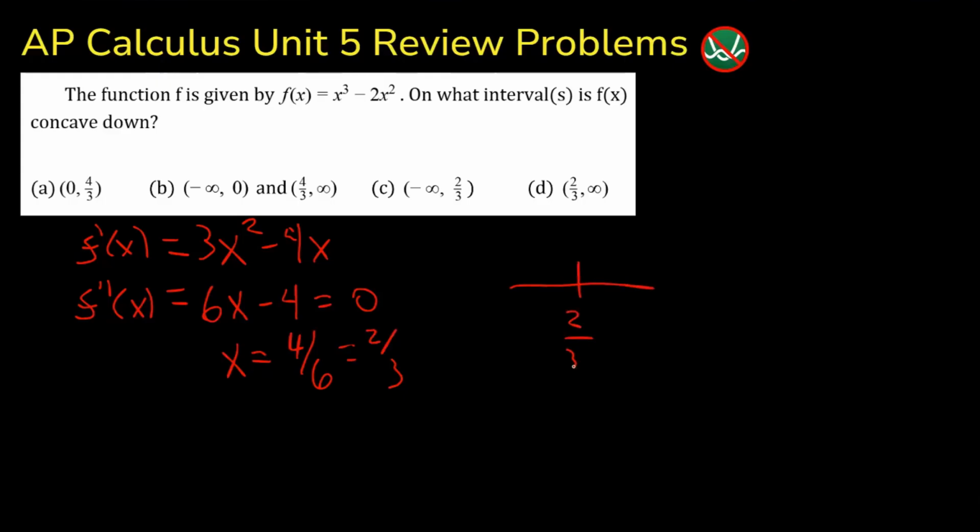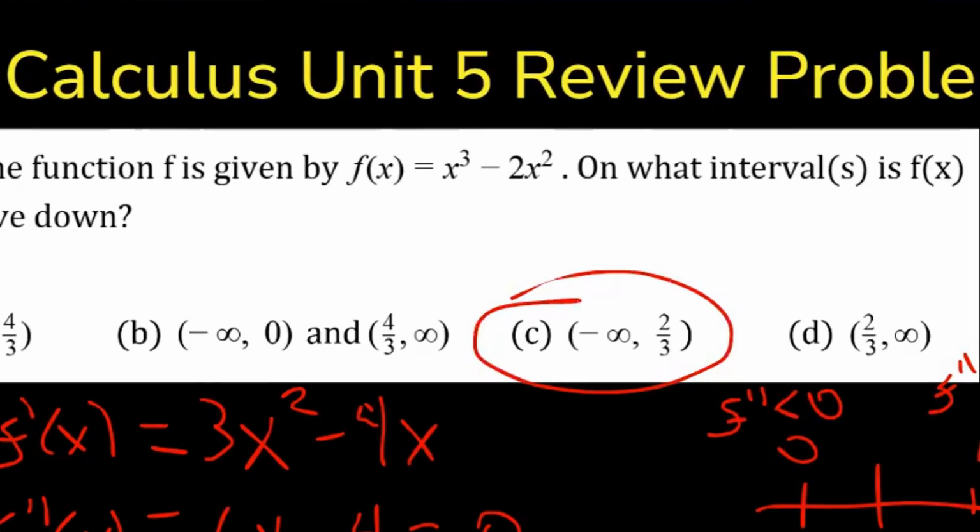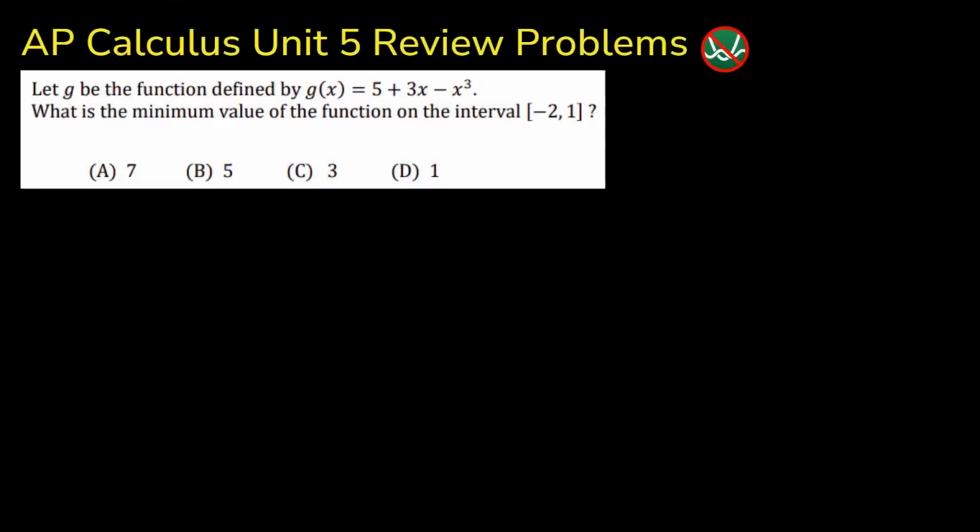There's 2/3. Pick a number before and after it. So I would pick 0 and 1. The second derivative at 0 is negative. So it's concave down. But we also have to check after 2/3. So at 1, if you plug in 1, the second derivative is going to be positive. So I know the function is concave down for -infinity to 2/3. Choice C.